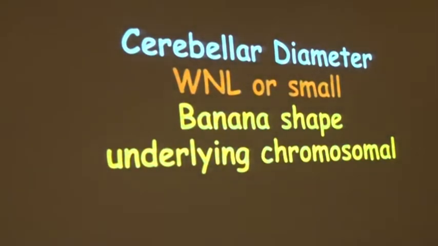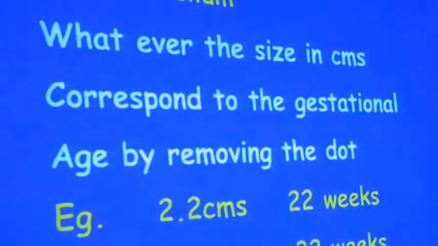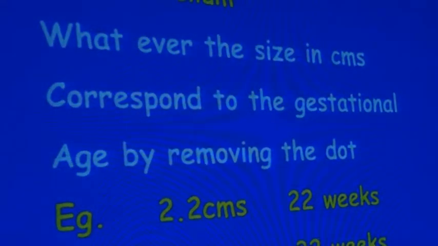Cerebellar diameter is not my invention, it's Professor Stuart Campbell of the Royal College. Those of you who know his name have heard his name. He was the obstetrician of Lady Diana way back in 1982, and he did teach us when I was in America at that time. So he came up with this formula, and what did he say? Whatever the measurement, remove the dot, becomes the gestational age.